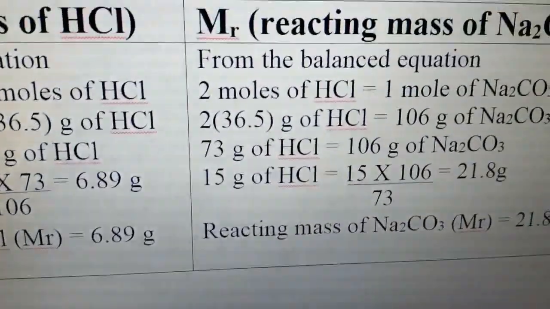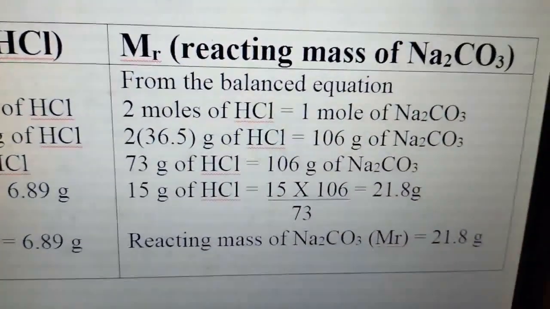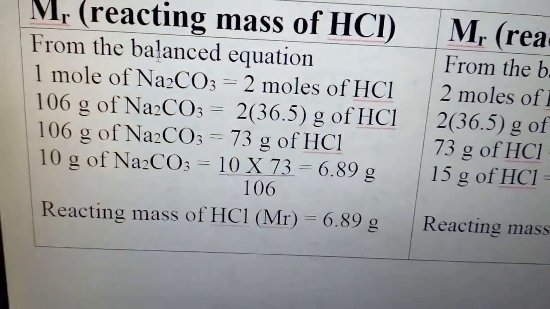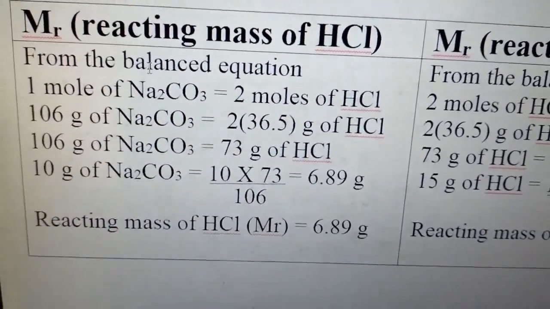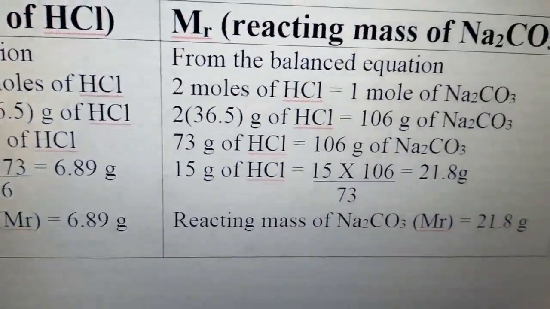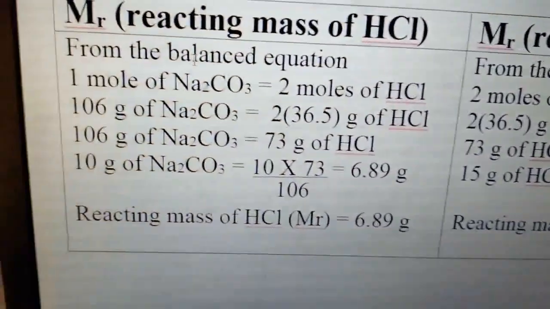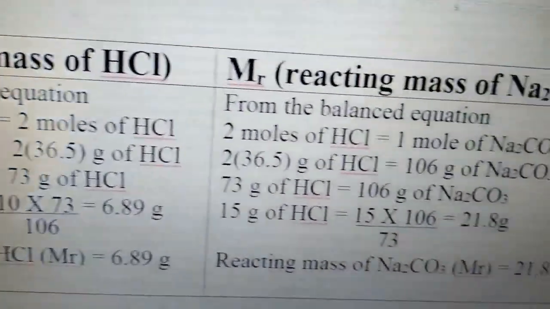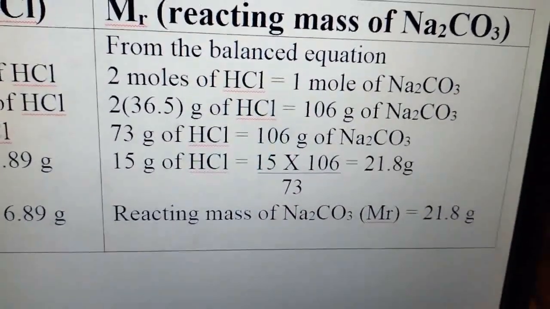Then let's work on sodium carbonate. Find the reacting mass of sodium carbonate. The same thing we did here, all we have to do is to swap. Instead of saying 1 mole of sodium carbonate to 2 moles of HCl, we can start with HCl: 2 moles of HCl related to 1 mole of sodium carbonate. That is swapping the position of the first statement.